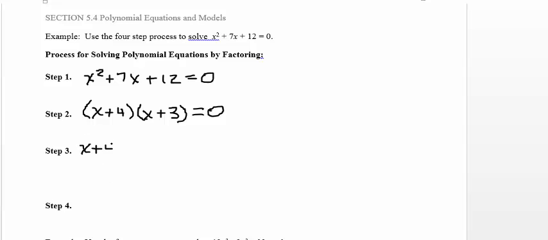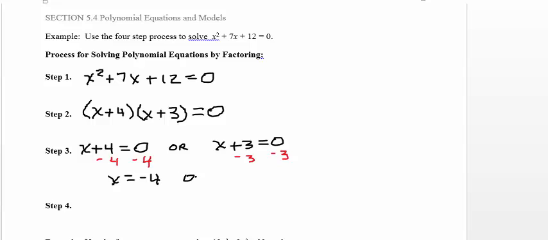Now I take each of these factors and set them to 0. x plus 4 is 0, or x plus 3 is 0. On the left equation, I'm going to subtract 4 from both sides. On the right, I'm going to subtract 3 from both sides. And I find that x is either negative 4 or x is negative 3.